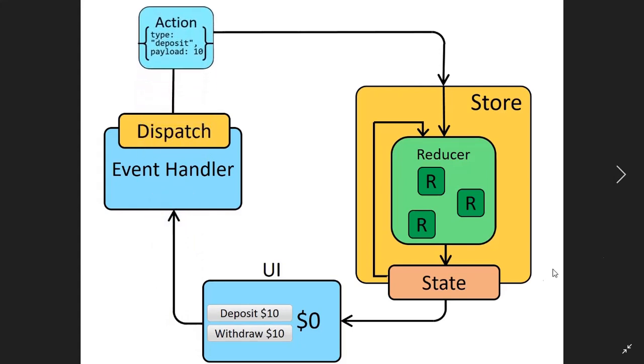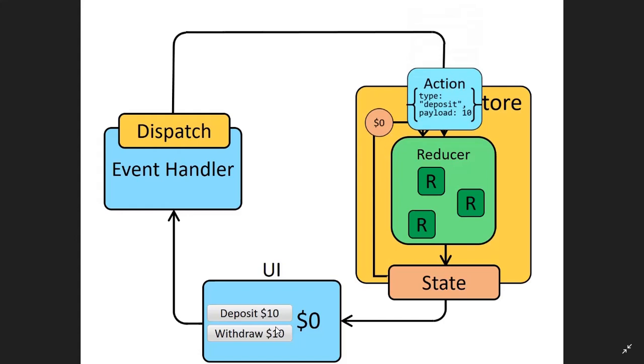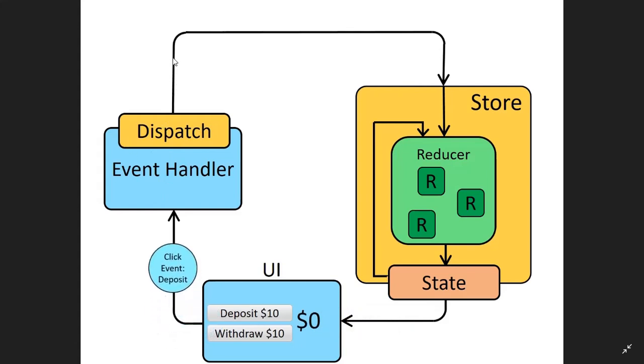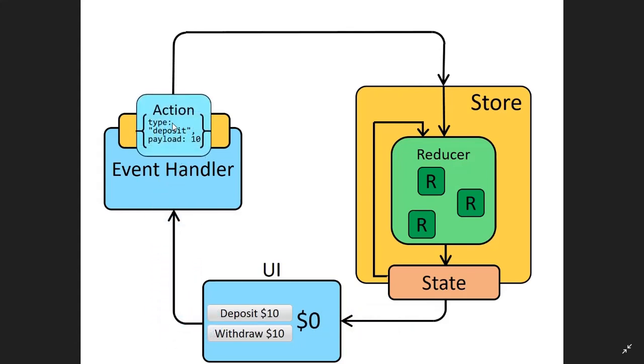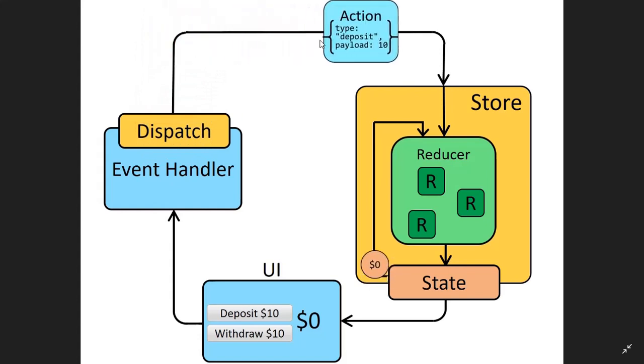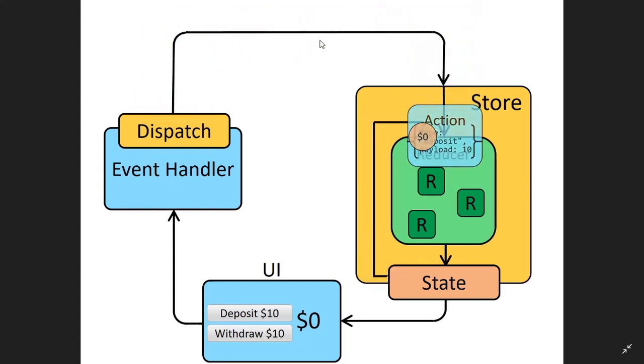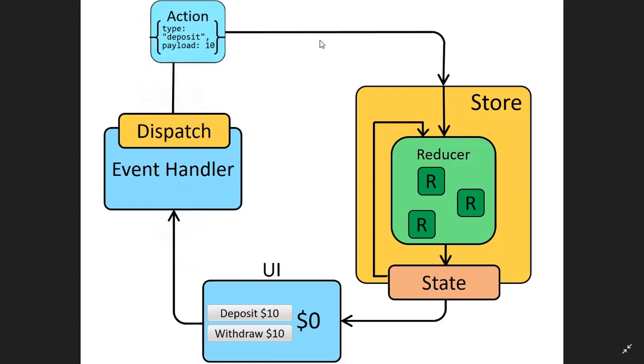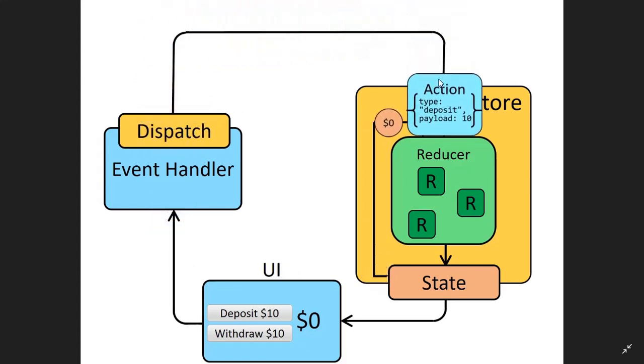When the user initially clicks a button in the UI, an event is dispatched through the dispatch method of the store, and that event is the action. The action is basically an object which consists of two keys, the type and the payload. The type is used for identifying the action, and the payload is the data which we might need to update in the store.